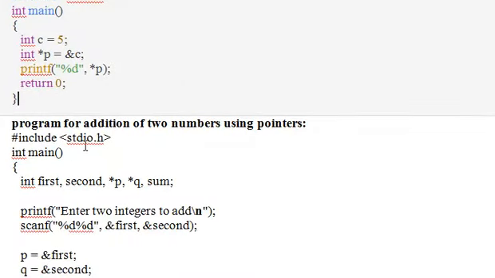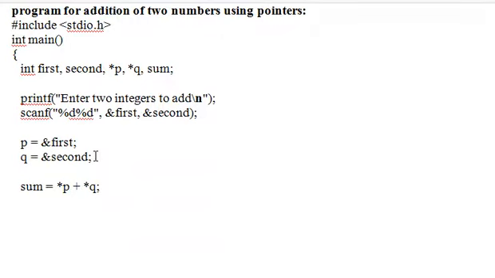Next, a program for addition of two numbers using pointers. So this is the program just for addition of two numbers, but by using pointer variables. Next, int first, second. First is one integer variable, second is another integer variable. *p is one pointer variable, *q is another pointer variable. First and second are normal variables, p and q are pointer variables, and sum is a normal variable. So 3 normal variables, 2 pointer variables.